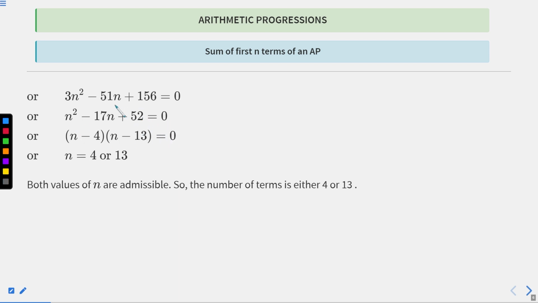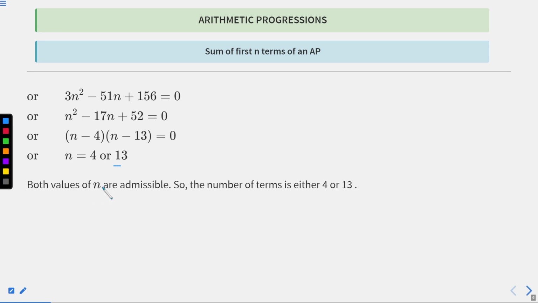Now if we factorize this quadratic polynomial n square minus 17n plus 52 by treating the middle term minus 17n as minus 4n minus 13n, then we get the left hand side as n minus 4 times n minus 13, and this is equal to 0. So n is equal to 4 or 13. So the value of n is equal to 4 or 13.